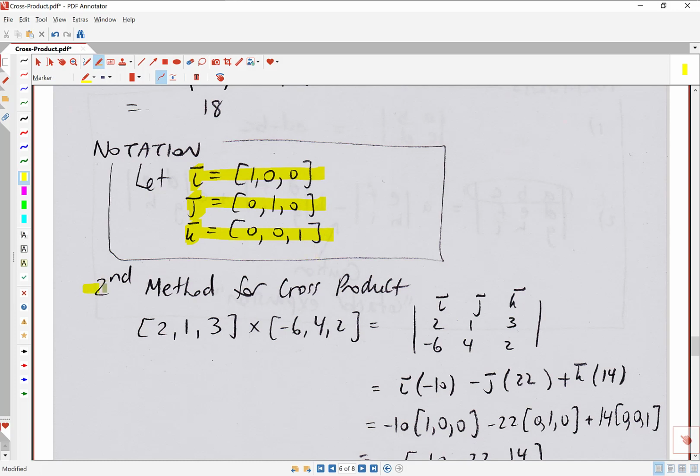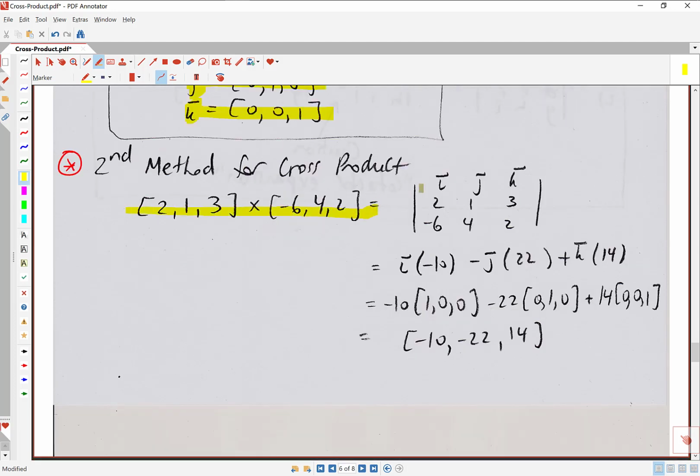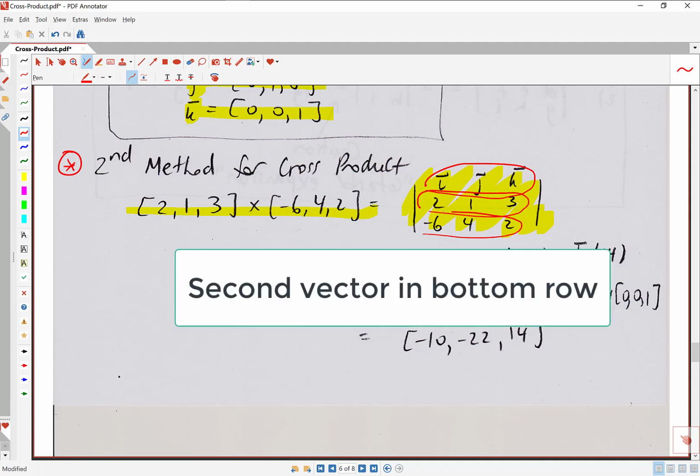Here's the second method for calculating the cross product. What we're going to do is consider this to be a 3 by 3 determinant. What goes into the top row are just our vectors i, j, k. What goes into the middle row? The first vector, and what goes in the last row is the second vector.